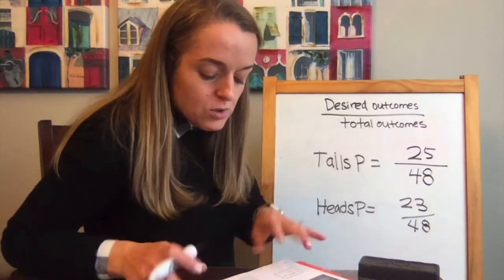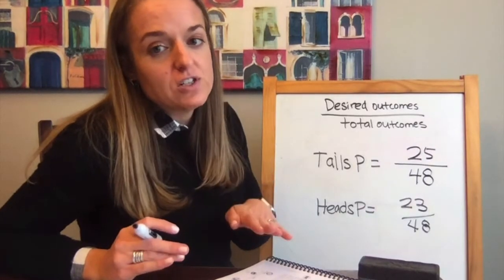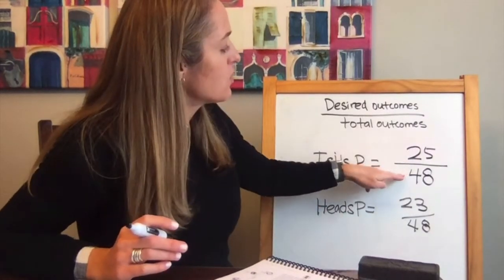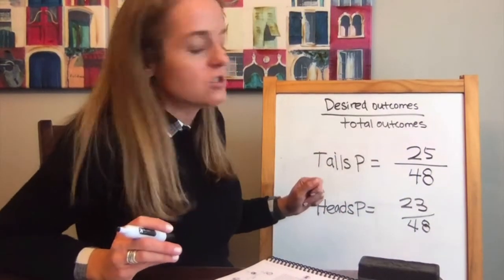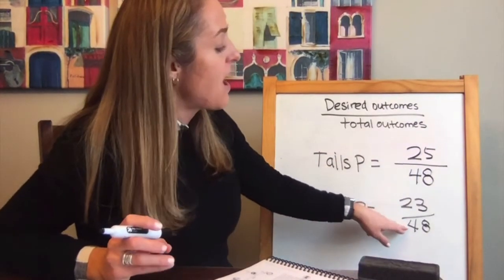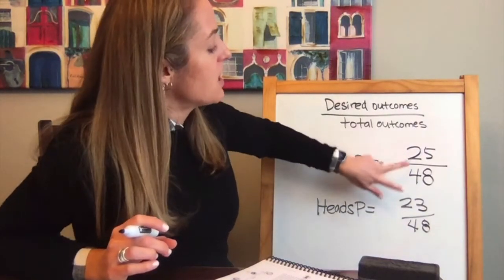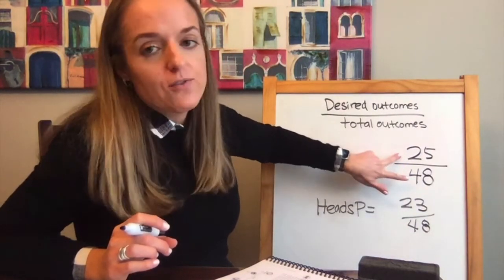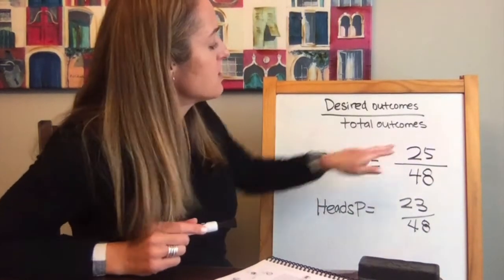Now with two choices, we should get a 50-50 chance, or 1/2 if we reduced it. For you big kids who know how to reduce fractions, we should get 1 out of 2, which would be half of 48 is 24, right? And so we didn't actually get right on the nose of 24. Do you know how we could get closer to 24? What would we do to bring this number closer?